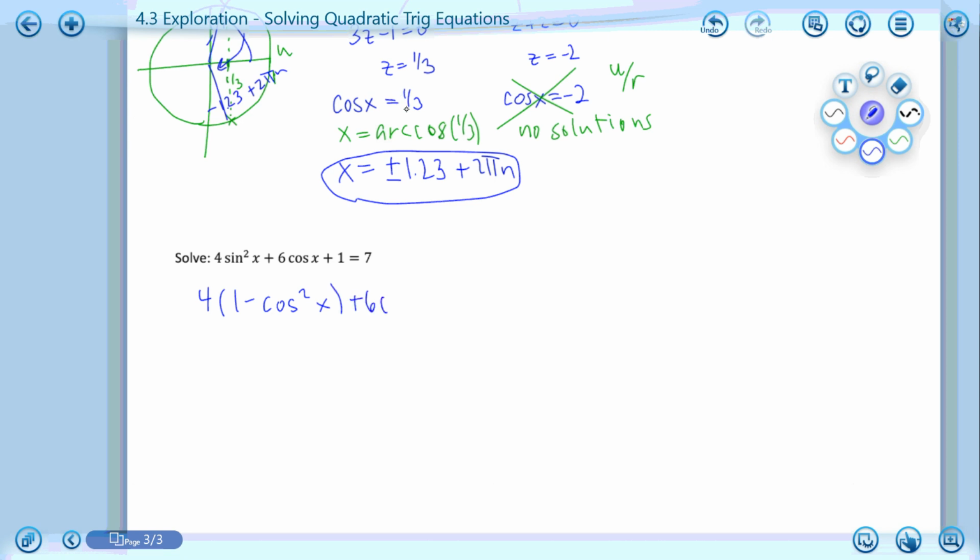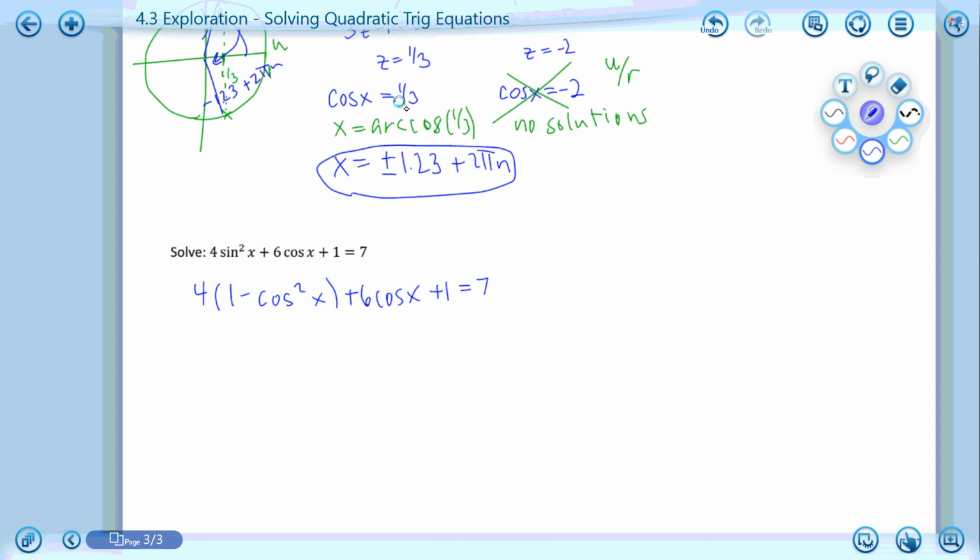Plus 6 cosine x plus 1 equals 7. And now I'm going to go ahead and multiply this out, try that again, 4 minus 4 cosine squared x plus 6 cosine x plus 1 equals 7. This is a quadratic equation now. I want to get everything on one side of the equal sign, set the other side equal to 0, so I can use the factor theorem or the quadratic formula.